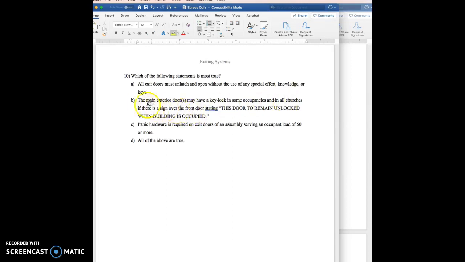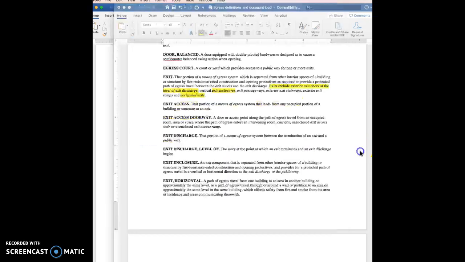The exception, though, is here where we do allow for some buildings to have this stamped or this sticker over the door, this door to remain unlocked when building is occupied. And the main exterior can have a key lock and a double action lock as long as this sticker or sign is over it stating has to be unlocked when building is occupied. Then panic hardware is required on exit doors of an assembly serving an occupant load of 50 or more. So that's all of the above are true. All of them are true.